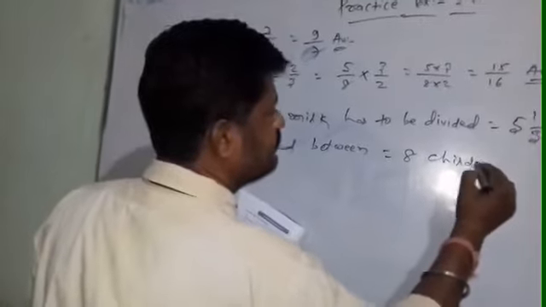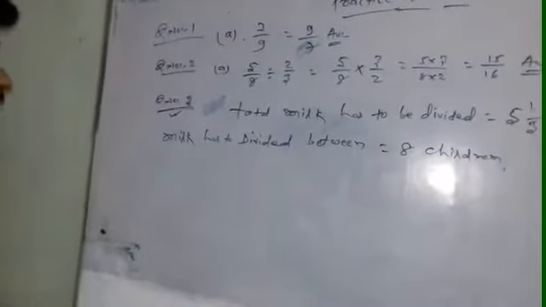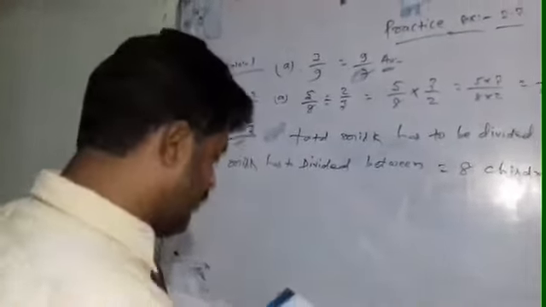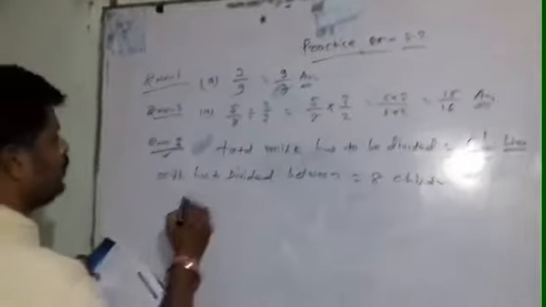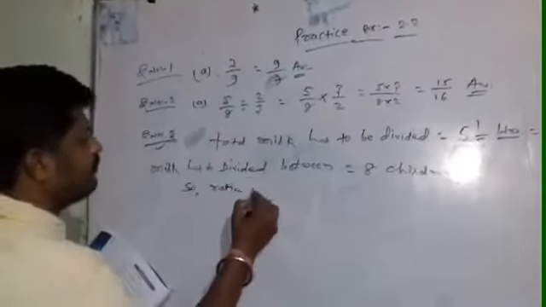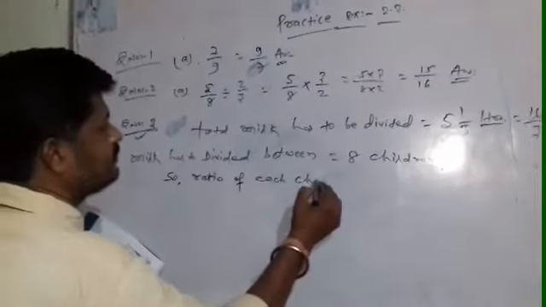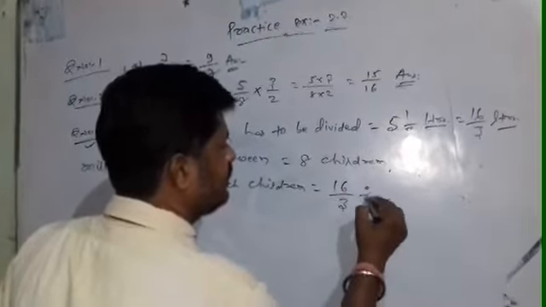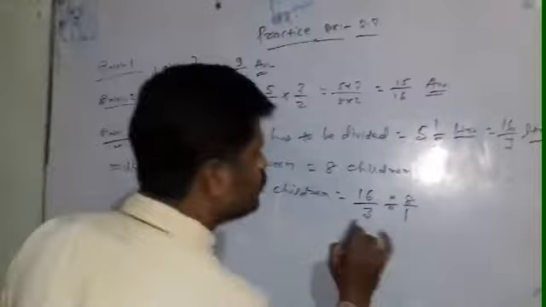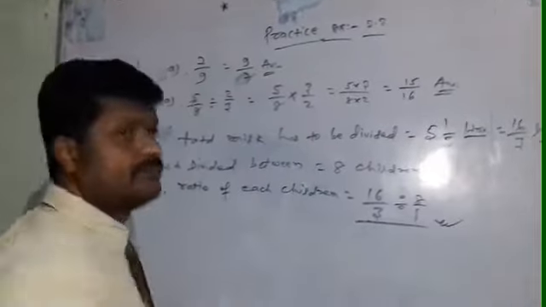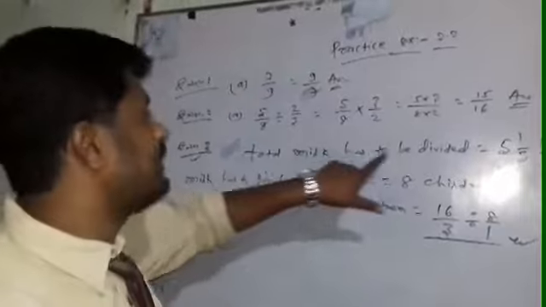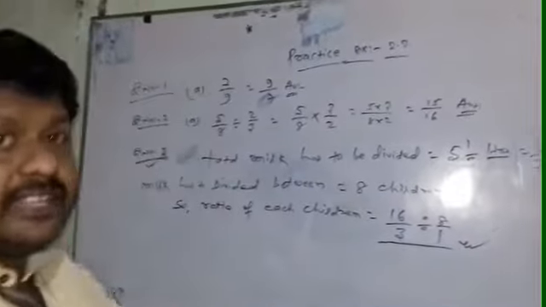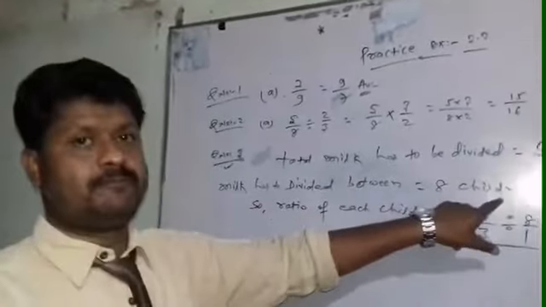The milk has to be divided between 8 children. And then what is the share of each child? It is equal to 16 by 3 divided by 8. And when you solve this, then you will get your answer. Okay? That means the total milk to be divided is 5 whole 1 by 3 liters, that means 16 by 3 liters, divided between 8 children.